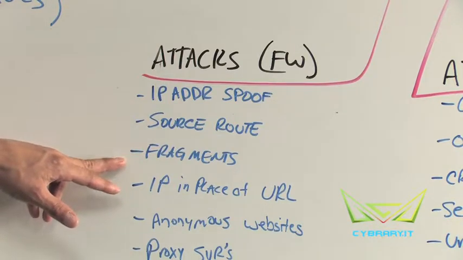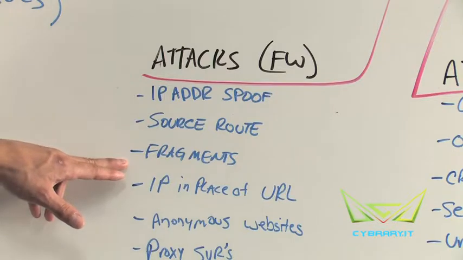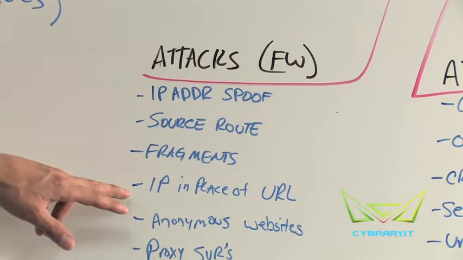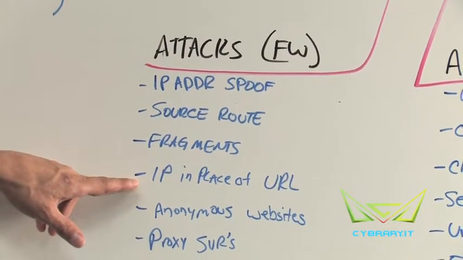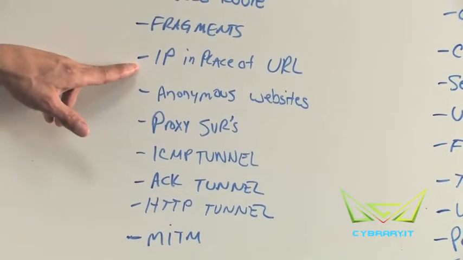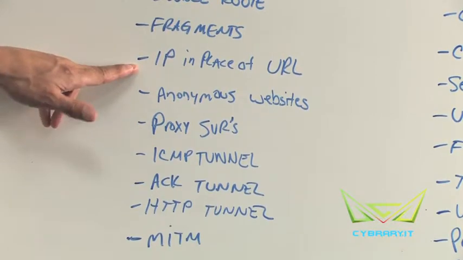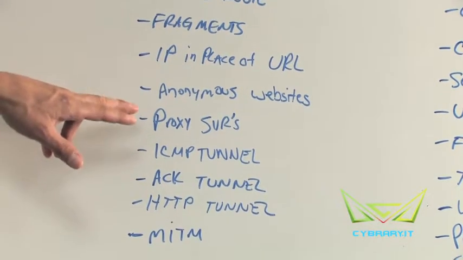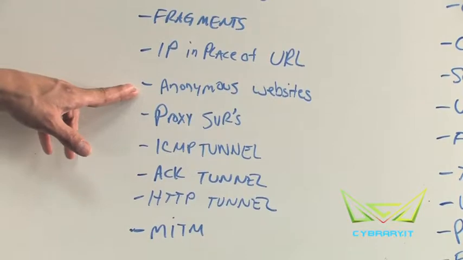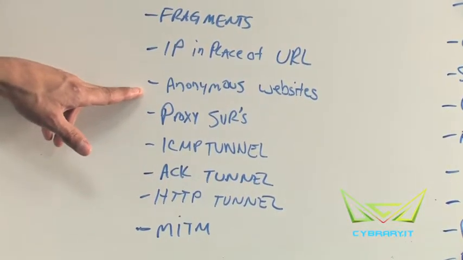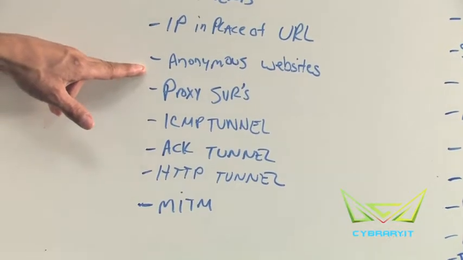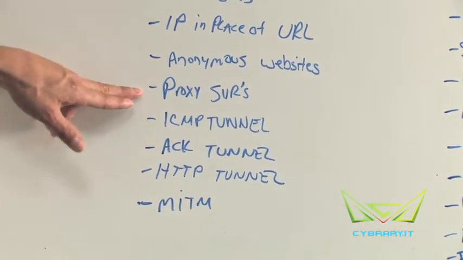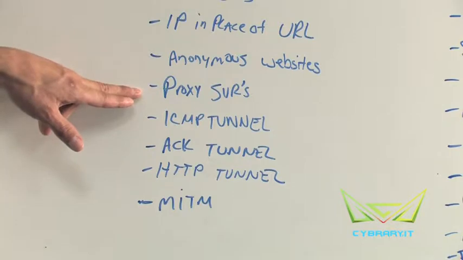Fragments as well over here, just like we talked about with the intrusion detection. Instead of going through a URL and using a fully qualified domain name, take out the domain piece and put in an IP address. That sometimes can fool firewalls. Plus you have plenty of anonymous style websites that attempt to hide the true source of the traffic, which is basically another way of saying proxying.